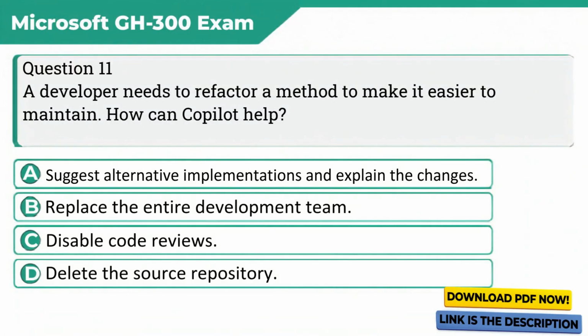Question 11. A developer needs to refactor a method to make it easier to maintain. How can Copilot help? A. Suggest alternative implementations and explain the changes. B. Replace the entire development team. C. Disable code reviews. D. Delete the source repository.